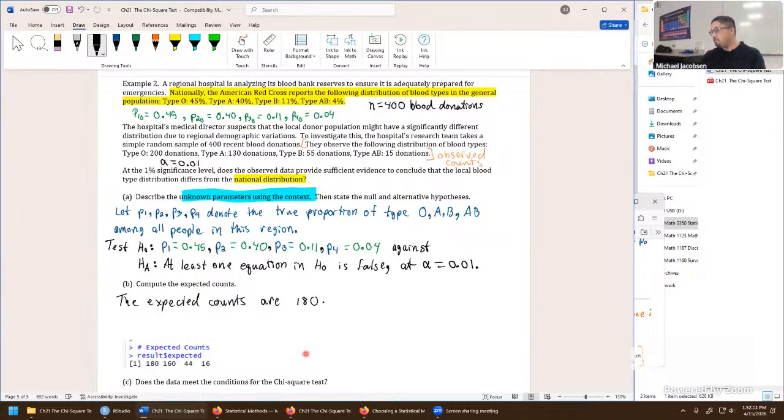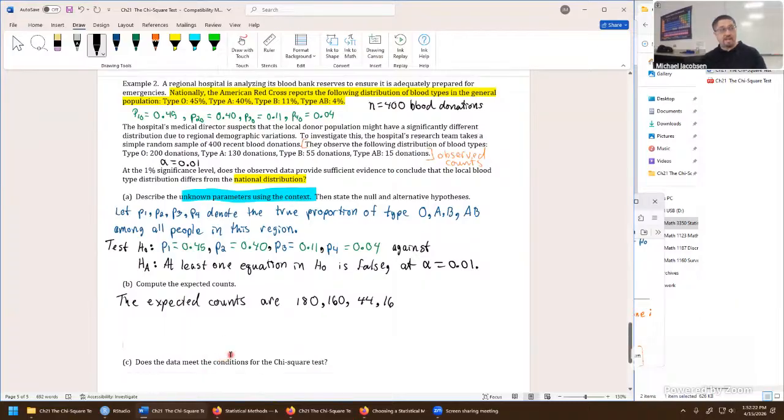Are 180, 160, 44, 16. So what we're now saying is, if this null hypothesis right here is actually true, and you sampled at size 400, there should have been 180 type O people in this sample, 160 type A, and so on.